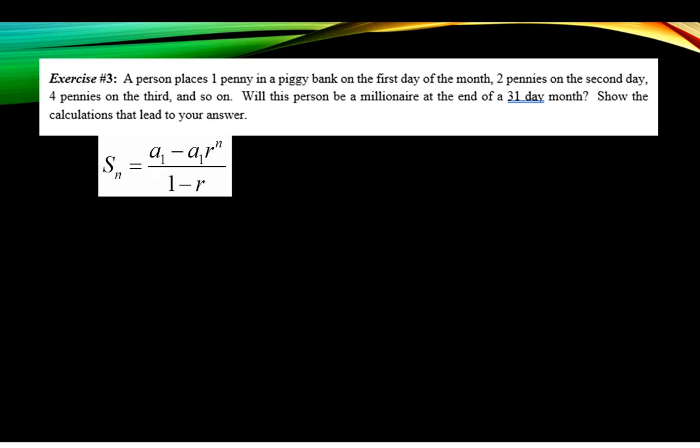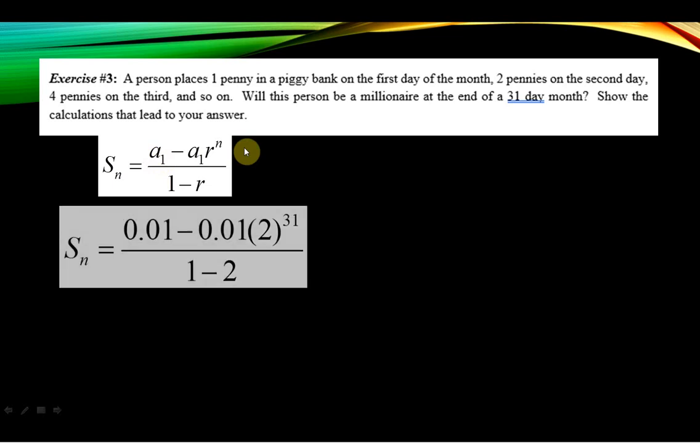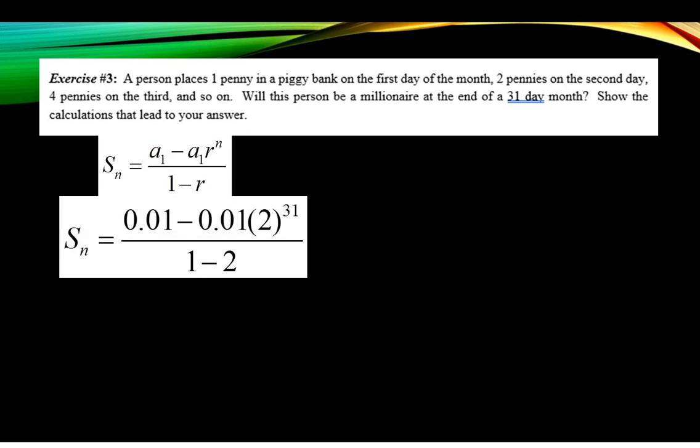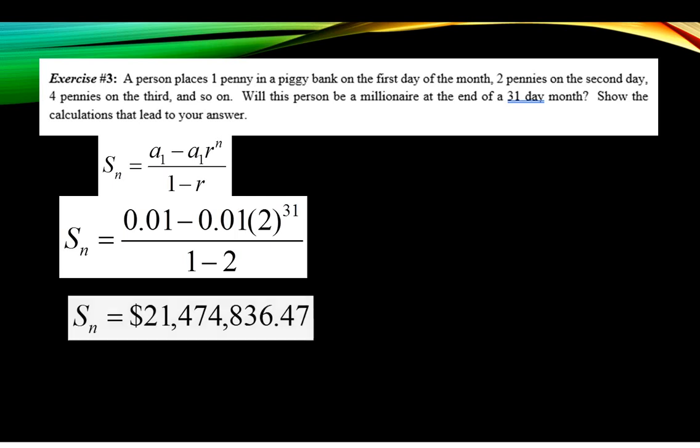I don't even know. Okay, so we know what the first term is and we know what it's going up by, and we want to know the 21st month. Now notice that we use the first term in cents, just because it makes more sense that way. Oh, ba-dum-bum. I didn't even plan it. Okay, so then we go from here.